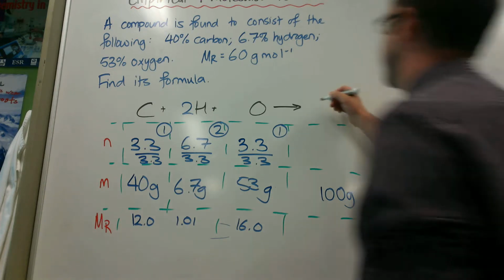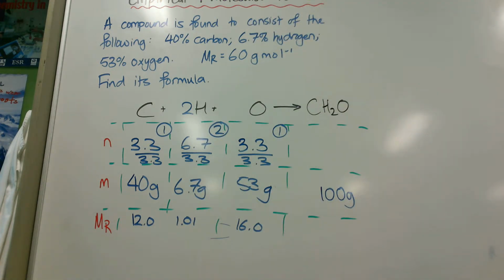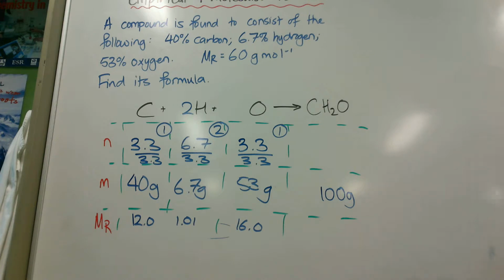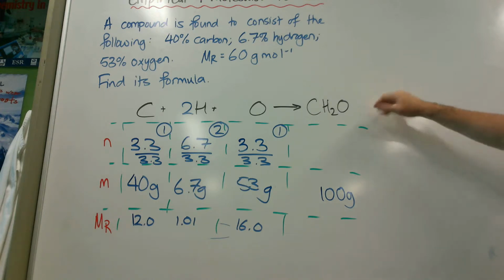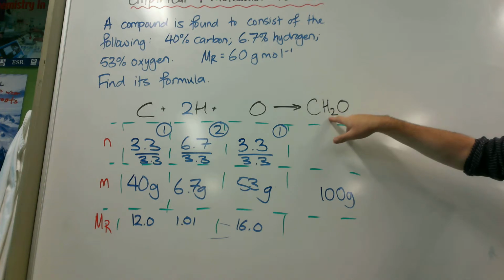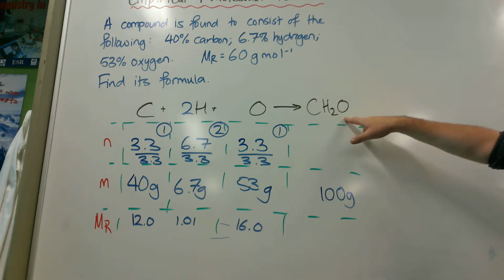CH2O. Perfect. CH2O. Alright? And so that makes 1 mole of them. Perfect. Alright, now my problem here is, if I work out my molar mass of this, what does it add up to? 12 plus 1 is 13, plus another one, which is 2 hydrogens, is 14, plus 16. What's 14 plus 16? 30.